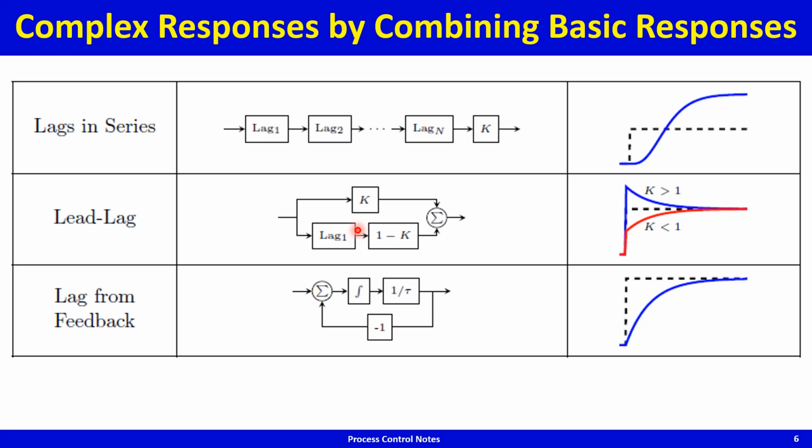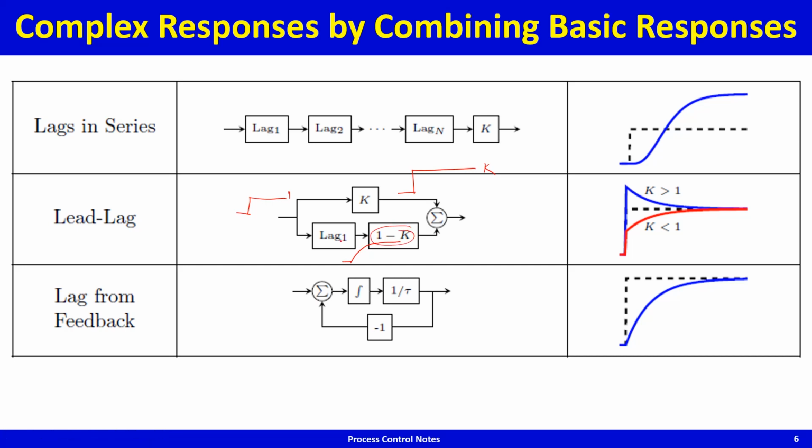What I have here is a lead lag. The second one is a lead lag, and this is a parallel structure. So imagine input changes as a step. If input changes as a step, the output here will change as a step of magnitude k. Let's say this is 1 unit step, this is k. Then this same step, when it goes through the lag, the output would change as a lag, and then you multiply it by 1 minus k.